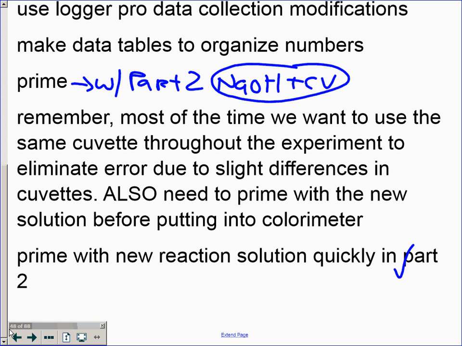Wait, did you guys calibrate this machine? You gotta blank it. Guys, you gotta blank it first.